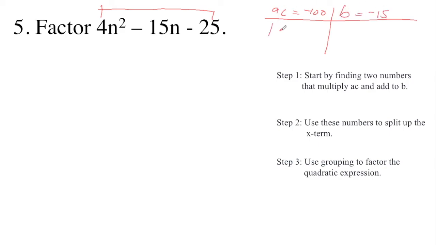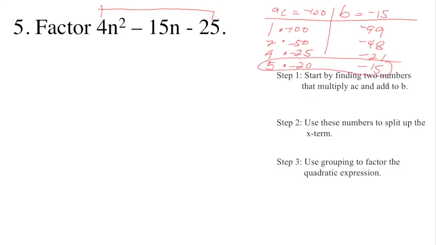So let's start with 1. 1 times 100. 2 times 50. Is 3 divisible? No. How about 4? Yes. So 4 times 25. How about 5? Yes. 5 times 20. This is negative and the sum is negative as well, so this will be negative. Let's add. This is negative 99, negative 48, negative 21, and negative 15. So, the two numbers that multiply to AC and add to B are 5 and negative 20.